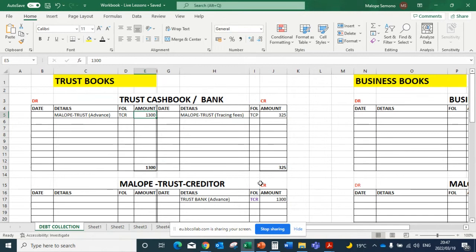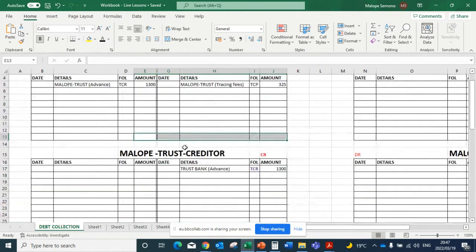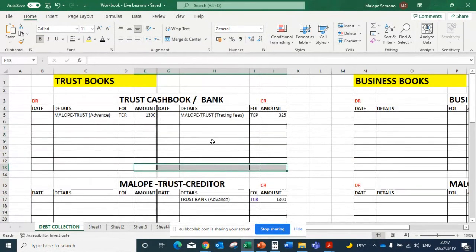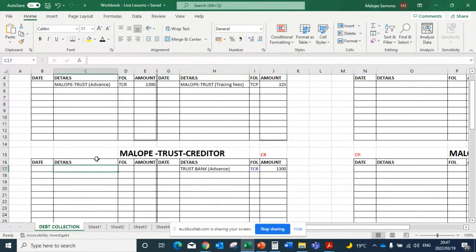But remember, I must also show in the books, in the Malope trust, that Malope, you don't have this 1,300 anymore. You have got less. Again, I must transfer this amount. Remember the double entry system? I'm going to come here and say trust, in brackets, just for control, I'll just say tracing fees.